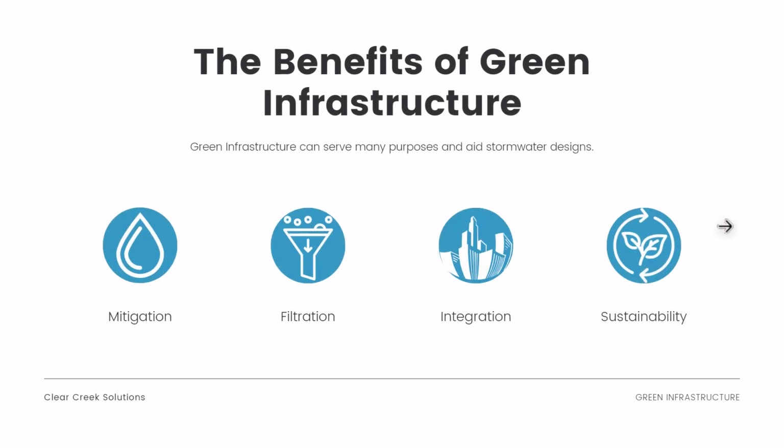So what are some of the benefits of green infrastructure? It can serve many purposes and aid in stormwater designs. One, we can get that mitigation benefit that I talked about, which helps prevent flooding and helps prevent different erosive flows from entering our streams. We can get filtration, so we can actually filter the water of dangerous toxins and pollutants that are found on roadways, that are found in cars, car tires. There are many different pollutants in urban environments.